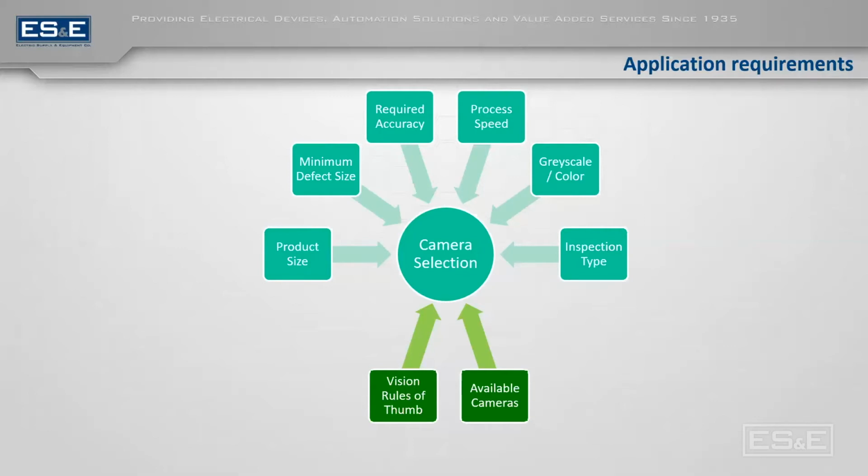What type of inspection are you doing? What type of application is this? What are you looking for? What do you want to accomplish? What are you looking to get out of this machine vision camera? And then just the rules of vision. And then we'll go through all of those, and then we'll discuss our available cameras, and then we'll get your object and do some testing, and then just go from there.